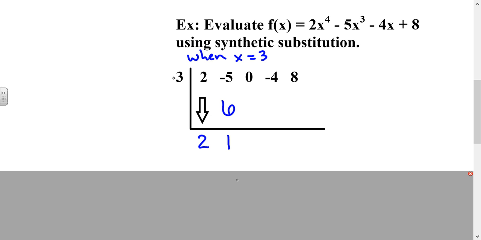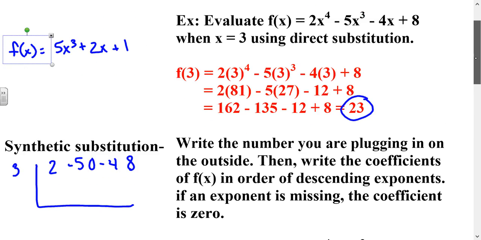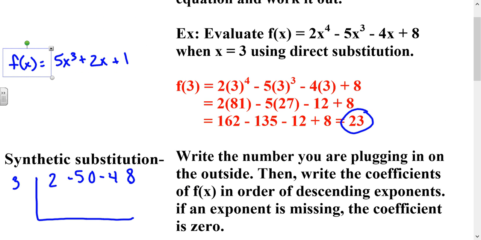So 1 times 3 would be 3. Then we add, so we get 3. Then 3 times 3 is 9. And then we add, so negative 4 plus 9 would be 5. Then we multiply. 5 times 3 is 15. And then we add, and we get 23. And so that is our answer when you plug in 3. So you'll notice it's the same thing we got when we plugged it in directly.